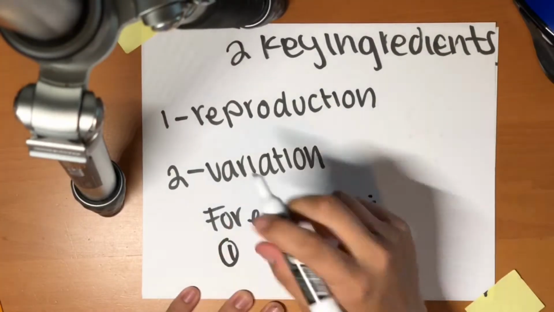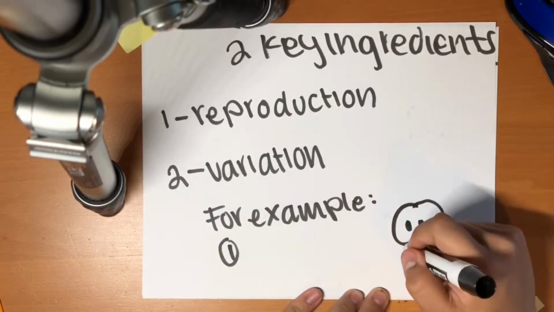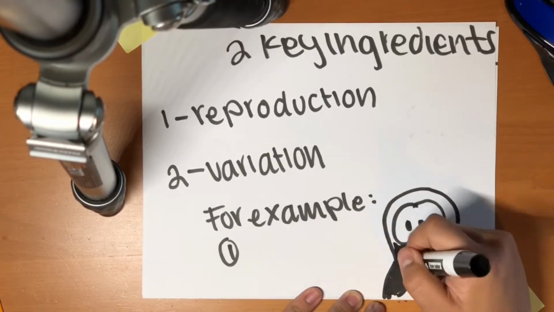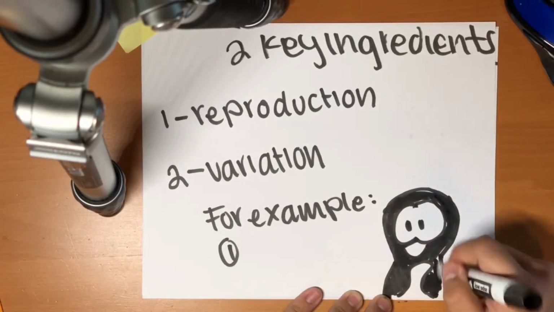The second is variation. If organisms were to make exact duplicates of themselves every time they reproduce, nothing would change. There'd be no elephants, no trees, no humans. We'd still just be single-celled organisms.